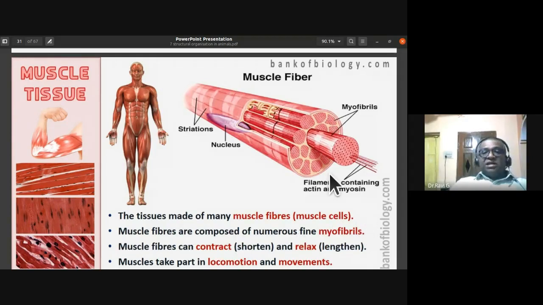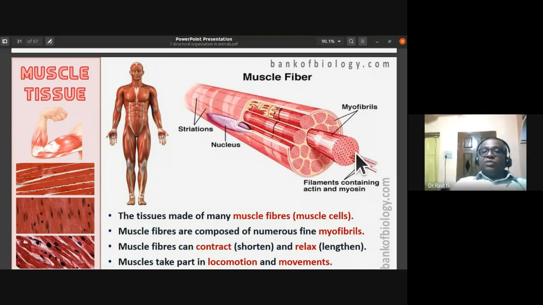So the muscle fibers are composed of numerous myofibrils. You can notice the myofibrils here. The muscle fibers can contract and relax. Contract means shorten and relax means lengthen. So the muscles take part in locomotion and movements.